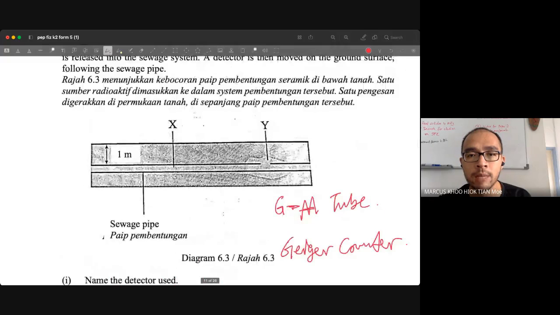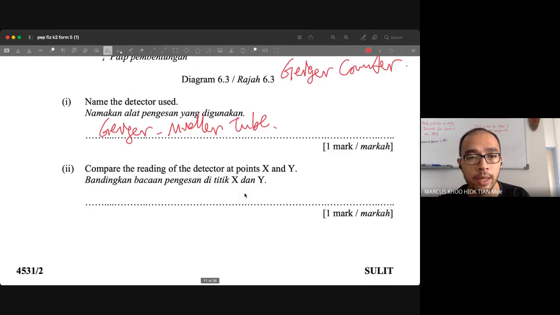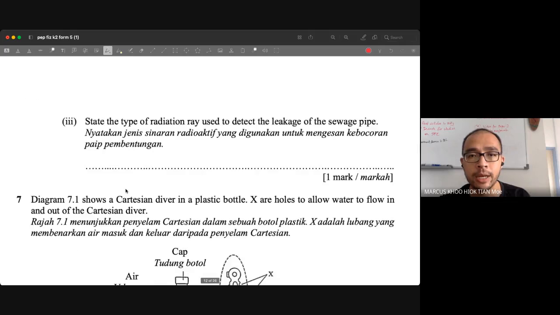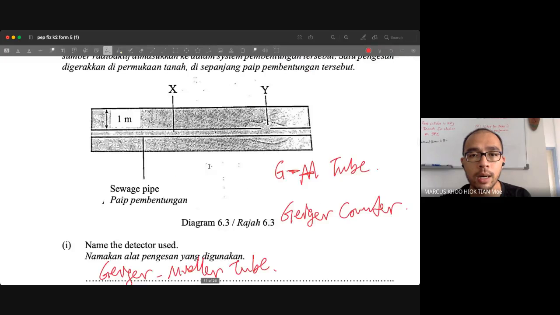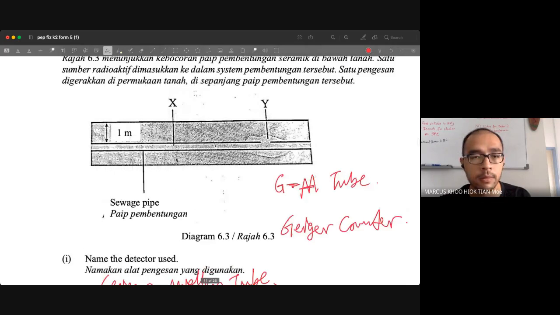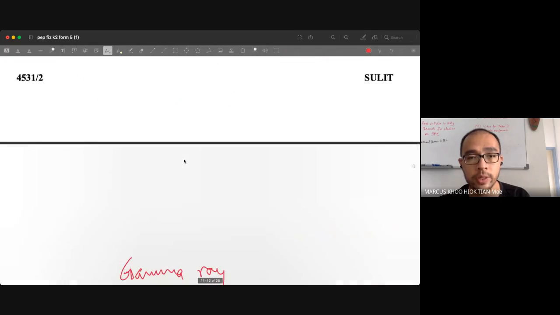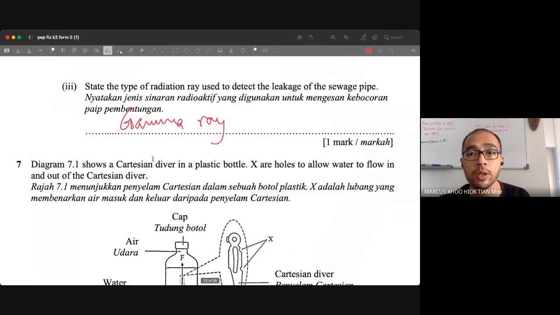Because Y yang ada kebocoran, more radioactivity will flow out of here lah. So Y is bigger than X lah. Ini short form, tolong tulis dengan panjang. State the type of radiation ray: it has to be gamma. Tidak boleh beta. Because if we put anything else besides gamma, it may not be able to penetrate the tanah. So we have to use gamma ray. Gamma ray is the only one that is suitable.